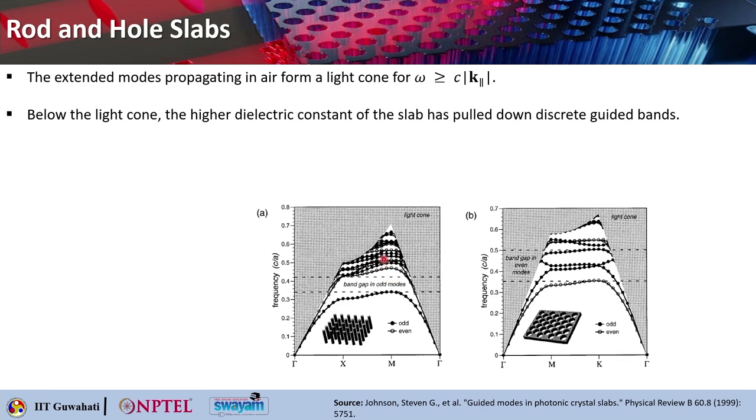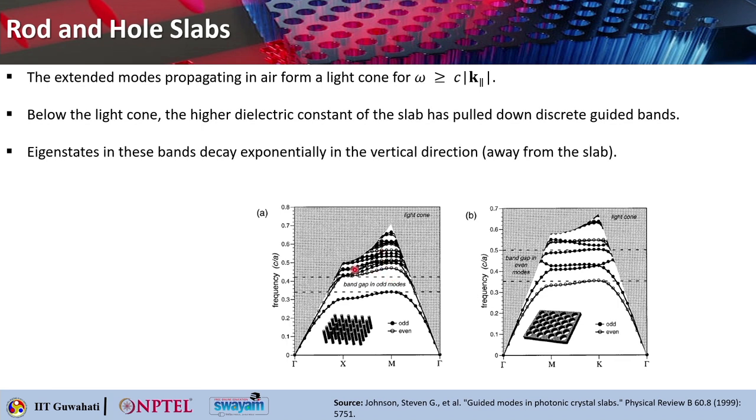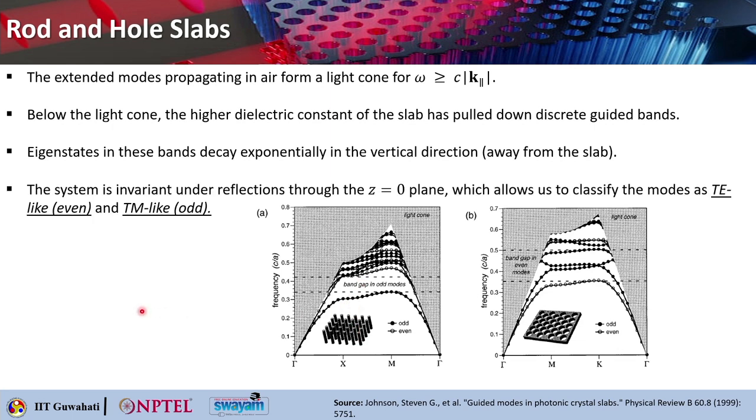Okay, and below this light cone you can see that the higher dielectric constant of the slab has pulled down the discrete guided bands. So eigenstates in these bands will decay exponentially in the vertical direction, that is, away from the slab, and you will get to see how the modes decay in actual simulation, which we'll be discussing towards the end part of this lecture.